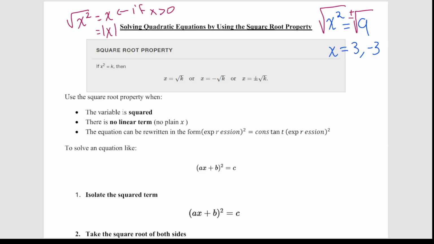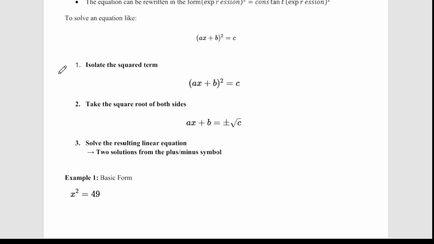So if we're talking about a solution to a problem where a number squared gives you another number, then there's always two answers. It's either the positive version of that root, or it could be the negative version of that root. And that's really what the square root property boils down to.